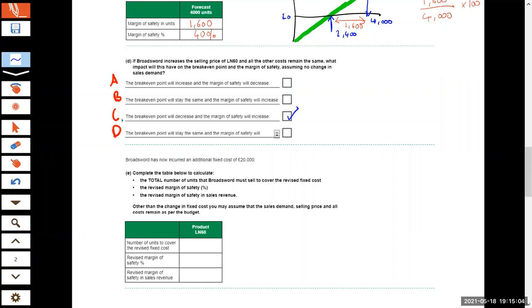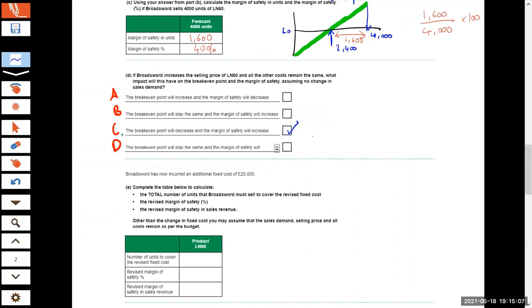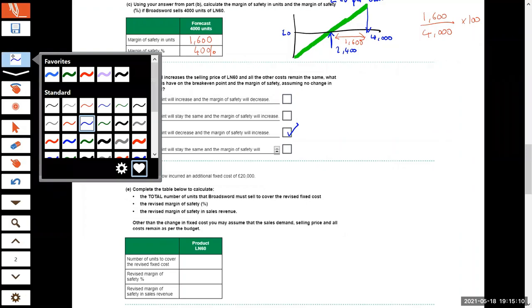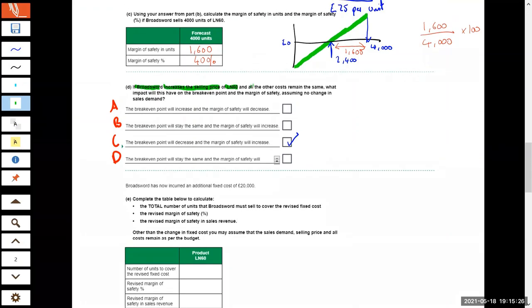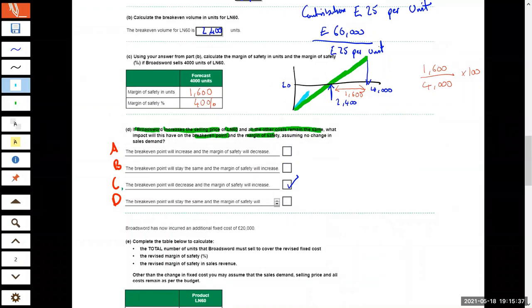Okay. And just for those who are following along, probably should have read out the question to go with that. The question being, which is the standard question in the last one: if Broad's word increases the selling price of LN60 and all other costs remain the same, what impact would this have on the break-even point and the margin of safety? So what we're saying is, for this example above, what if we increase the gradient? And we've gone through that a few times. So well done, Sophia and Elna, for both saying C.